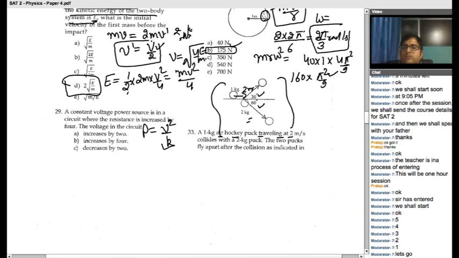So what you have to do is balance their momentum along the y-axis first. Let's say this velocity is v1, this velocity is v2. So 1 into v1 into sine 30 degree should be equal to 2 into v2 into sine 60 degree. 1 by 2 into v1 is 1 by.